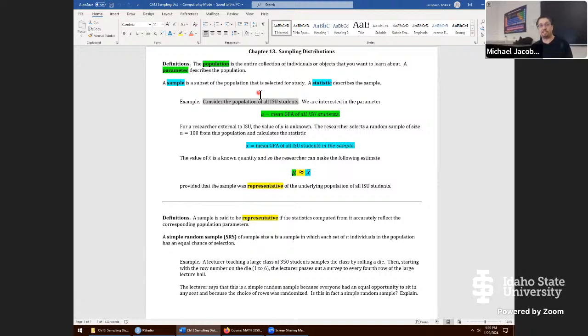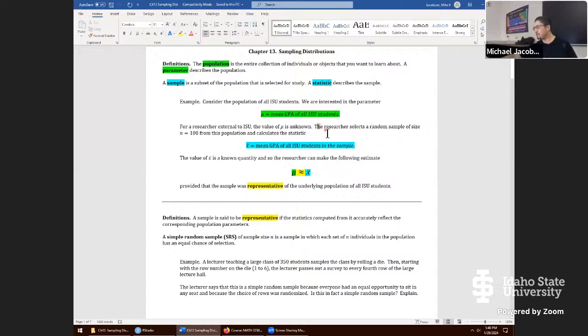So when you define a population, sometimes you have to be extremely specific. But for the sake of an example, let's just leave it like that, all ISU students. So we're interested in this parameter, the average GPA of all ISU students. Now, if you work for the university, you probably have means to access that if you need that information. But if you're a competing university, that might be good information for you. You might decide, here's how we're going to draw away ISU students. Let's get some basic information about, say, the GPA of all ISU students.